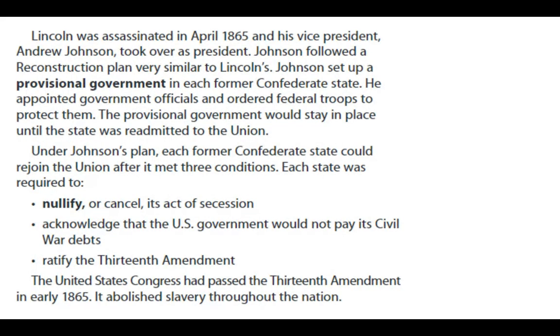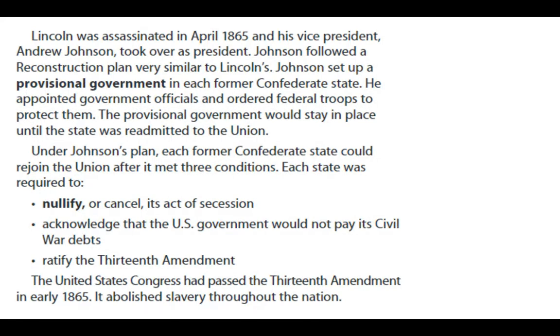Lincoln was assassinated in April 1865, and his vice president, Andrew Johnson, took over as president. Johnson followed a Reconstruction plan very similar to Lincoln's. Johnson set up a provisional government in each former Confederate state. He appointed government officials and ordered federal troops to protect them. The provisional government would stay in place until the state was readmitted to the Union.